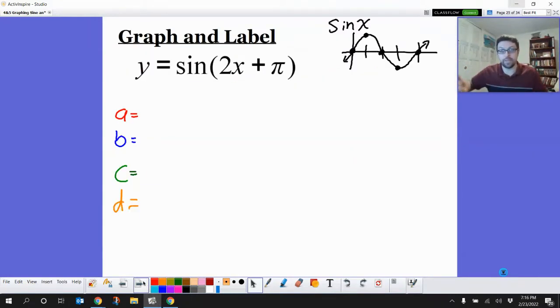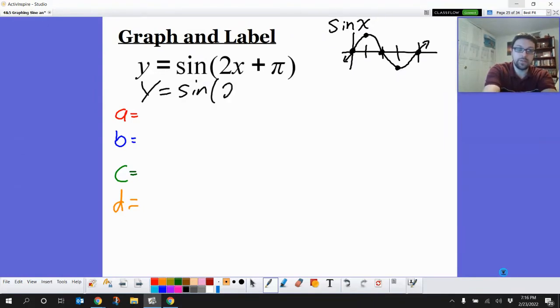So let's try one. Here's an example where that's happening. I've got this 2 and that pi. That pi is being multiplied by our B value. So we have to factor that thing out. So we're going to rewrite this as y equals the sine of 2 and then a parentheses and then our x. Plus, well, if we divided that 2x by 2, we better divide that pi by 2 as well. So then we get pi over 2 for this one. Basically always divide out whatever your B value is.